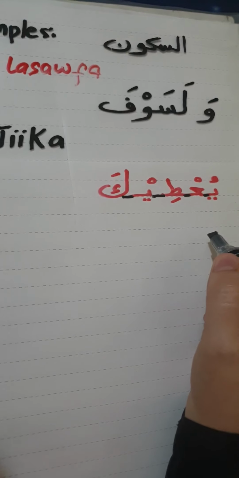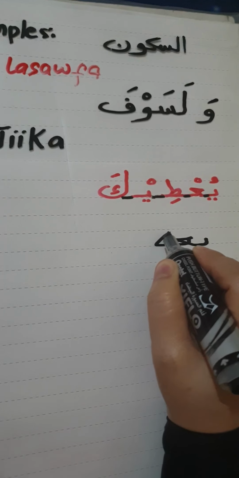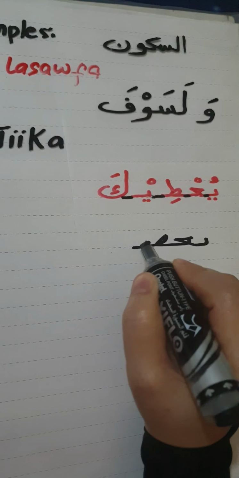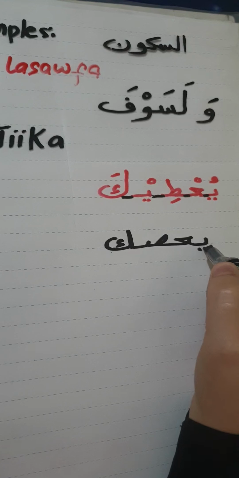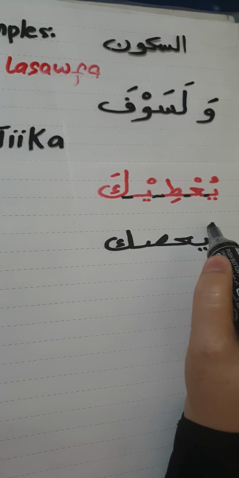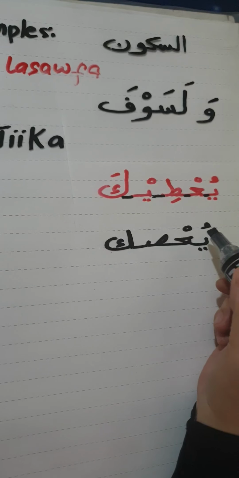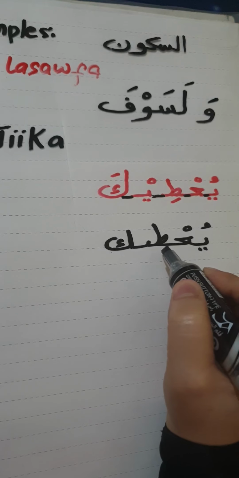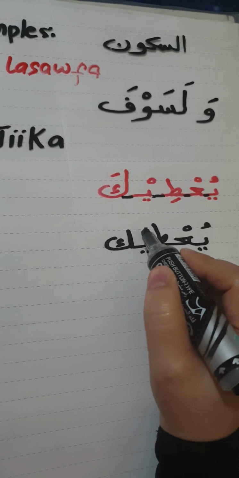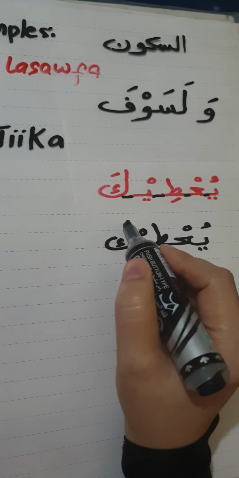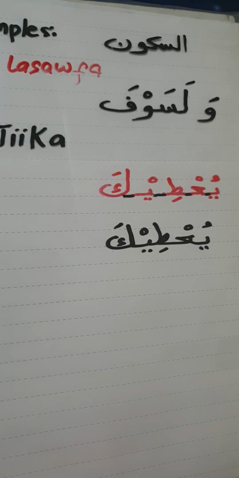Again, يعطيك. Ya with a dhamma, ain with a sukoon, and then the ta with a kasra, and it has a long vowel ya, which is sukoon, and the kaf, which has the fatha. يعطيك.